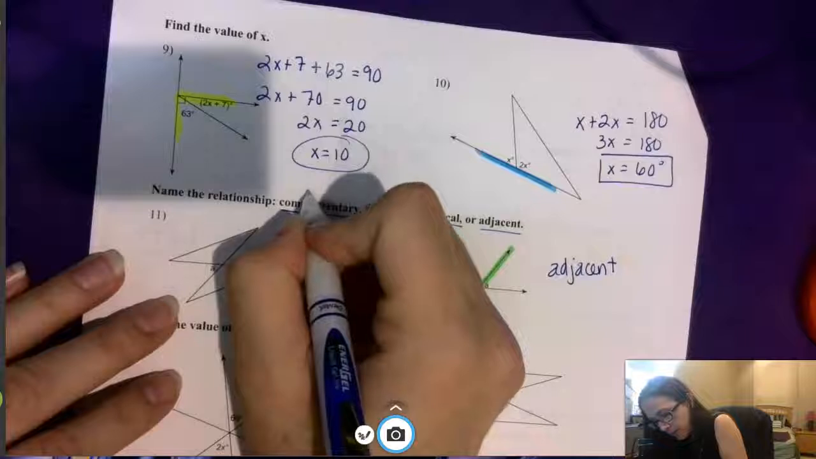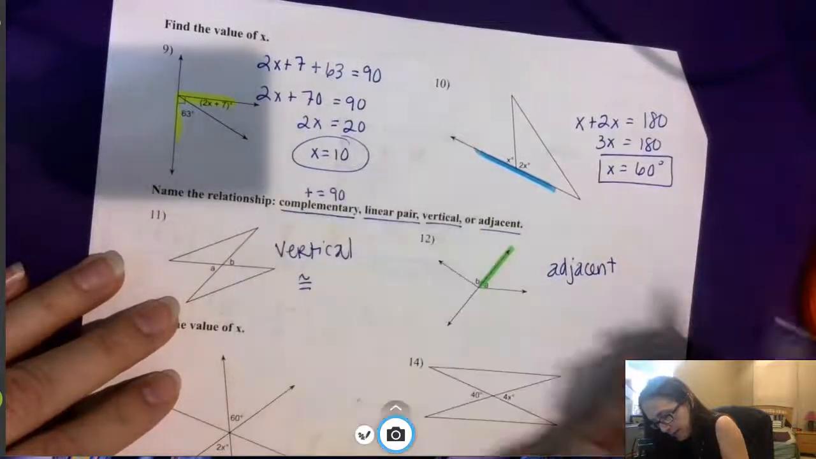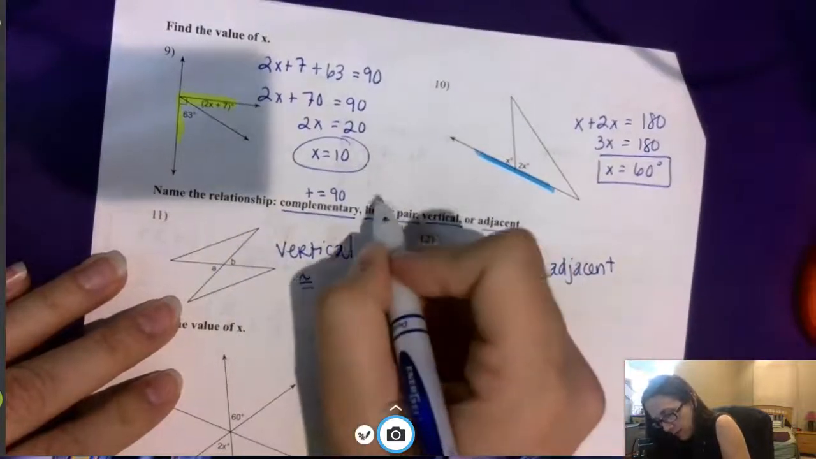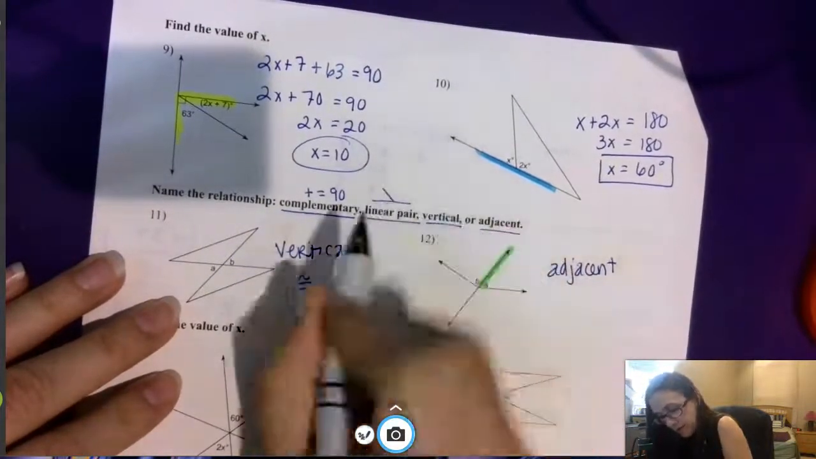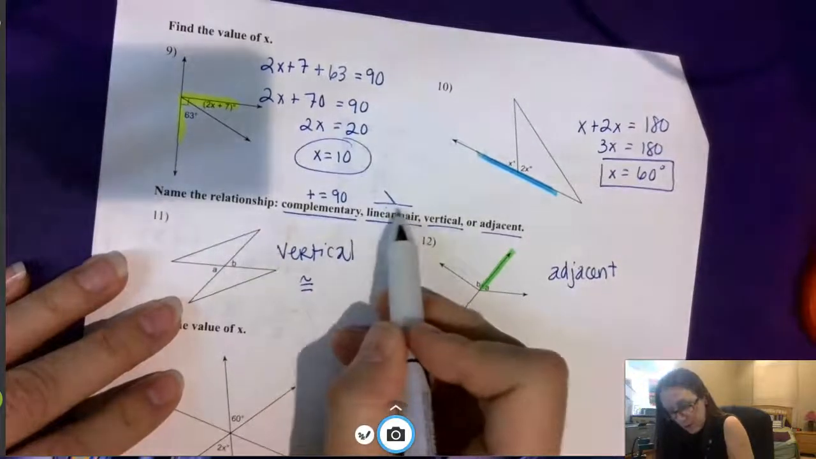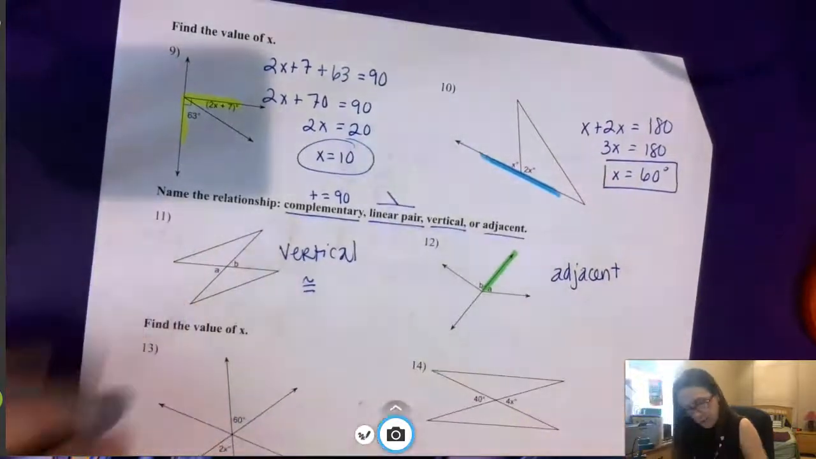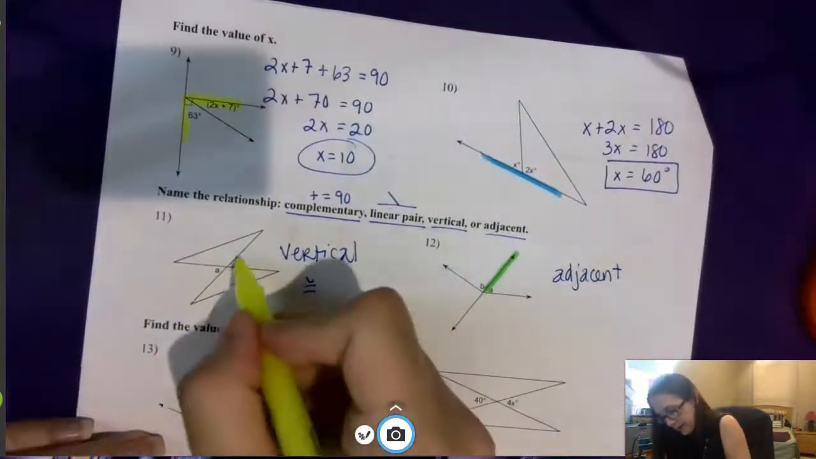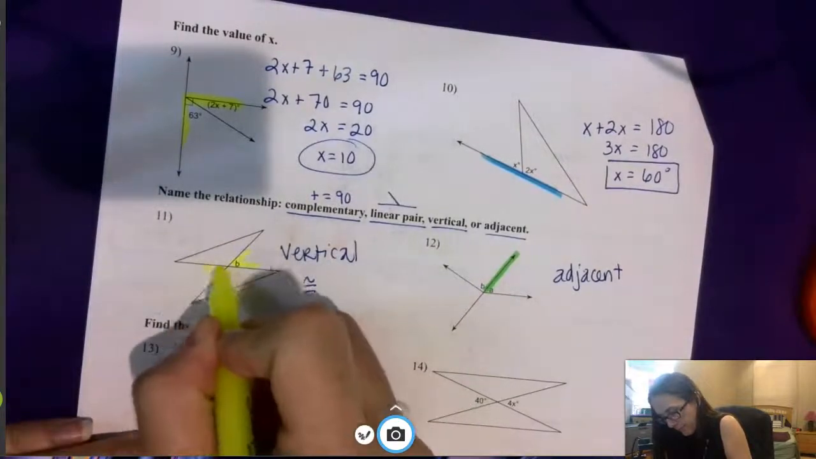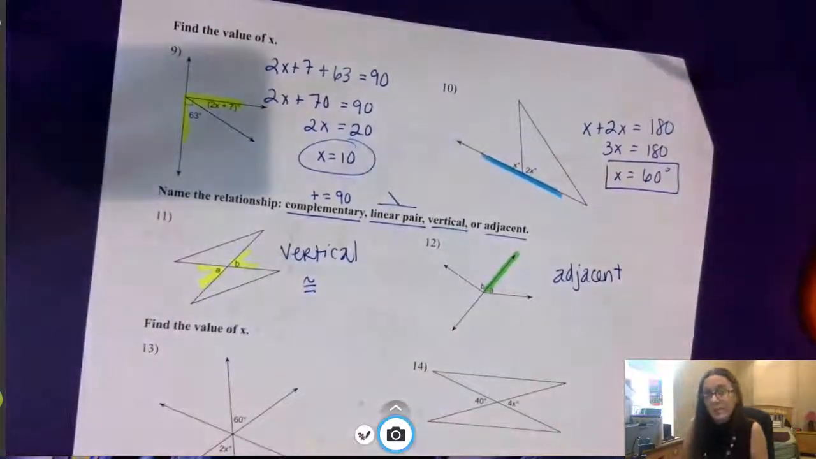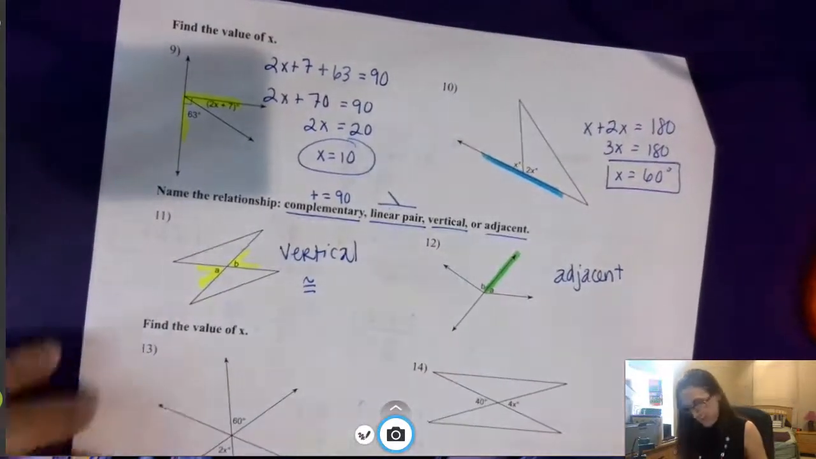Complementary means that they add up to 90. Linear pair means they make a straight line. So they're adjacent, but they also make a straight line. And then vertical is what we talked about, and adjacent. I want to talk about the other ones just in case they show up on your test.